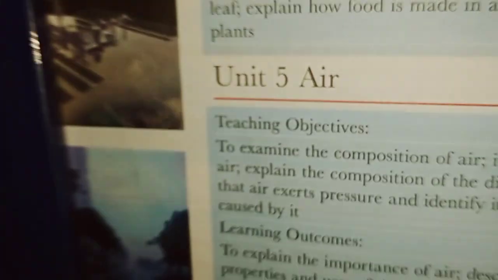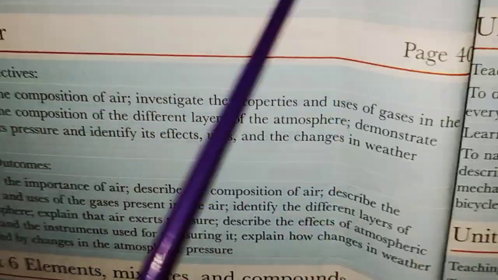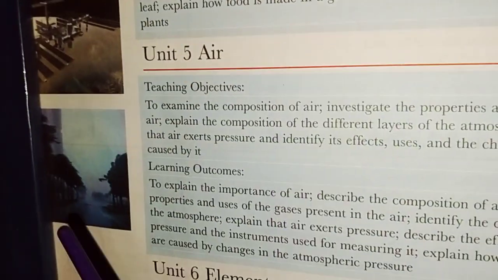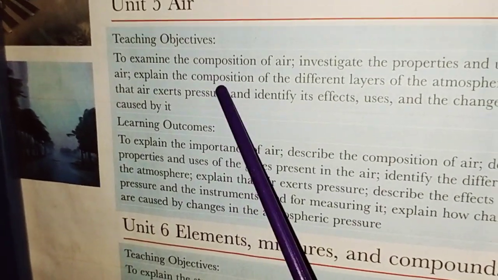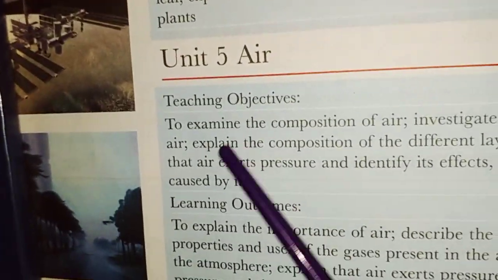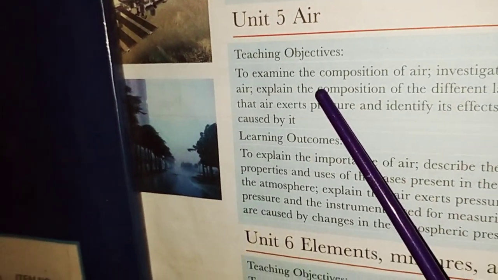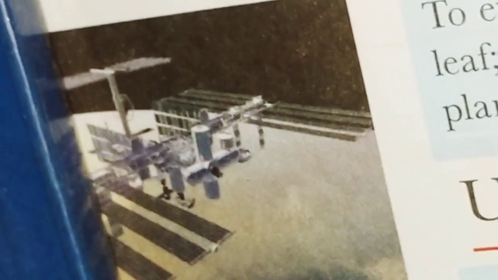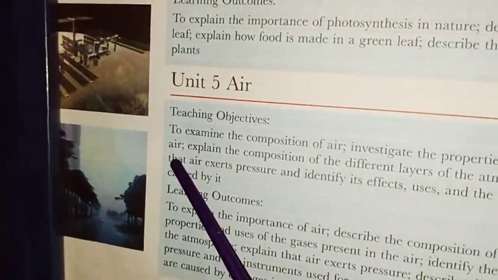Unit 5: Air. Page number 40. Teaching objectives: to explain the composition of air. Investigate the properties and use of gases in the air.